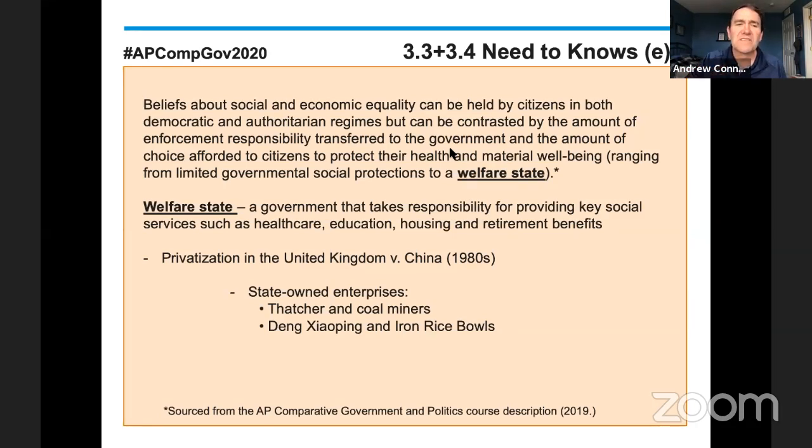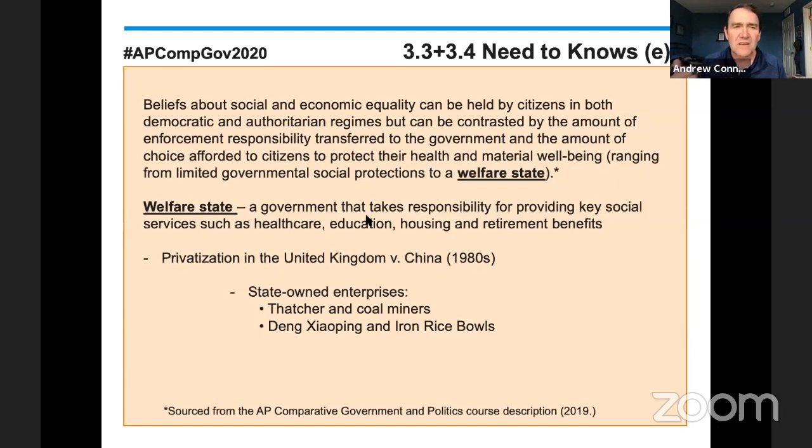And so welfare state, we're starting to get into some of that economic policy that goes into political values and political beliefs. And the definition I provide for welfare state is that welfare state is a government that takes responsibility for providing key social services such as healthcare. So we see an example of this in the United Kingdom with the National Health Service, or governments, and all 6 of our governments have some form of public education available. In some cases like China, it's mandated that all students go to government schools. That can be part of the welfare state.